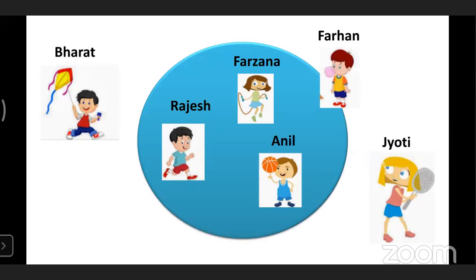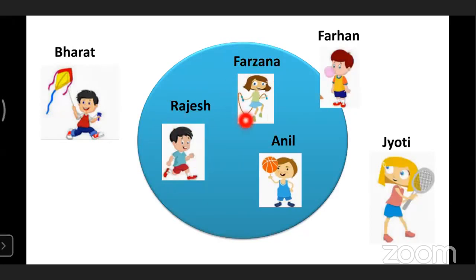Okay, now what can you see in this slide? Tell me what you can see. Children. Yes, children. What are they doing? They are playing, right? Just observe. This is a circle, right? Some children are playing inside the circle. Can you tell me who this is? He is Rajesh. He's playing inside the circle, right?